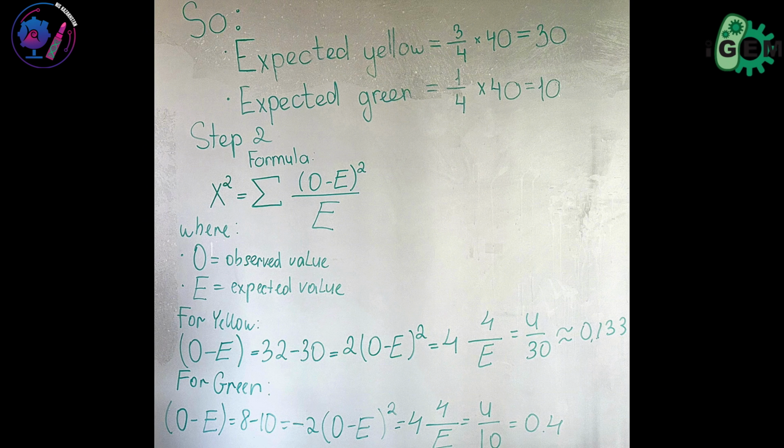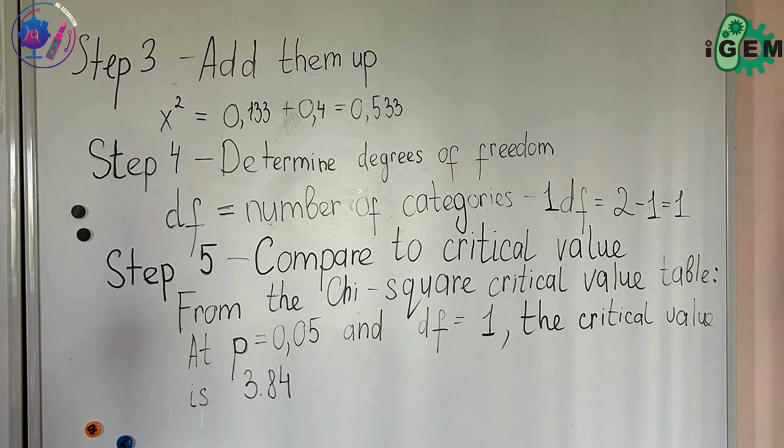Step 3, apply the chi-square formula. Here you can see the formula, where O is the observed value and E is the expected value. To find the yellow and the green values, you need to subtract the expected value from the observed value, and then you can find the numbers. Then you need to add them up.